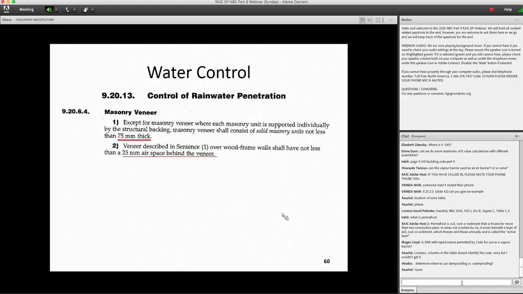Control of rainwater penetration, except for masonry veneer. It's telling you that if you're using a cladding, it has to be 75 millimeters thick minimum. It's also telling us that the veneer over wood frame walls should have no less than 25 millimeters of airspace behind the veneer. And this is the air cavity. We need to have 25 millimeters of space. And then we have to have the second plane of water control.